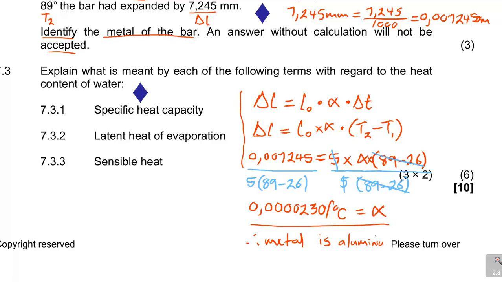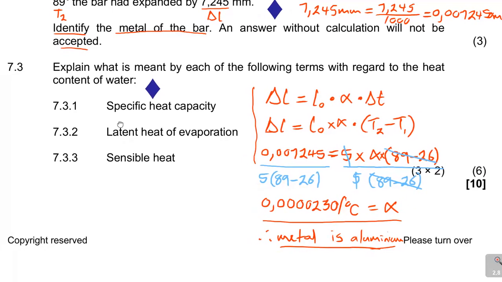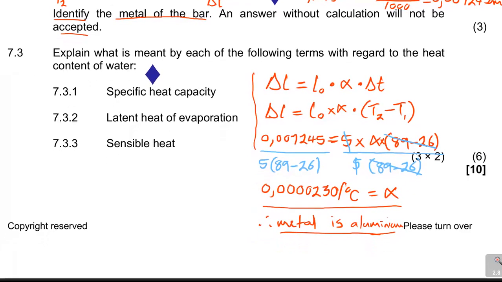So that is how you can use the calculation to help you to identify the metal. So that is how you can get the 3 marks in that. Now let us look at question 7.3. Now 7.3 was based mainly on definitions.